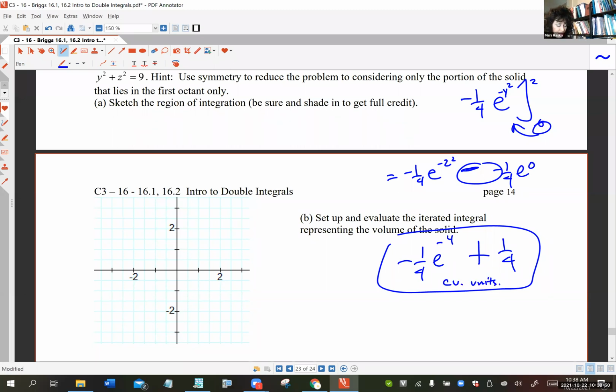Now, is that a positive result? Does that look like it would be positive to you? Well, it turns out it is. I'm just evaluating on my calculator right now. The approximate answer looks like it's 0.245 cubic units. And that's a positive number. We'll go with that. Okay, so that's approximately 0.245. And that concludes that example.